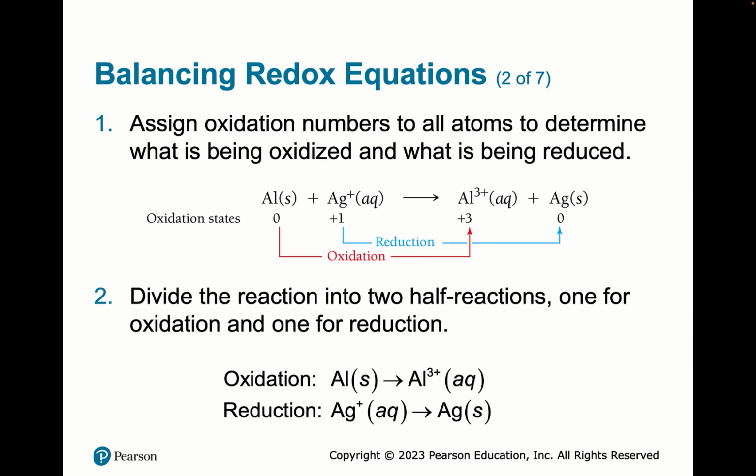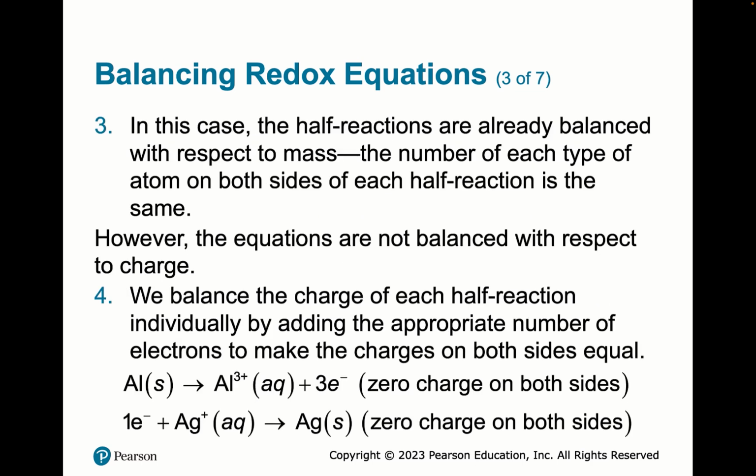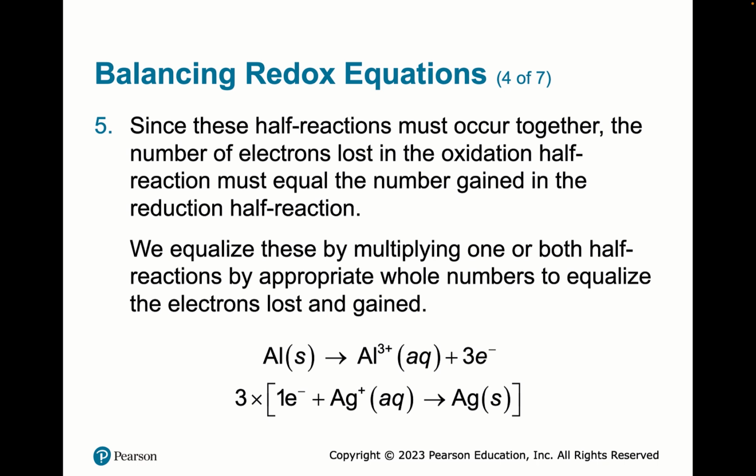So we've identified first that aluminum is being oxidized and the silver ion is being reduced. So we have to separate those out. And now we have to look at the number of electrons. Aluminum oxidizing generates 3 electrons, and silver being reduced consumes 1 electron. So we are not getting the same number of electrons. If the aluminum generates 3 electrons, then the silver needs to consume 3 electrons. So we actually need 3 times as much silver as we have aluminum.